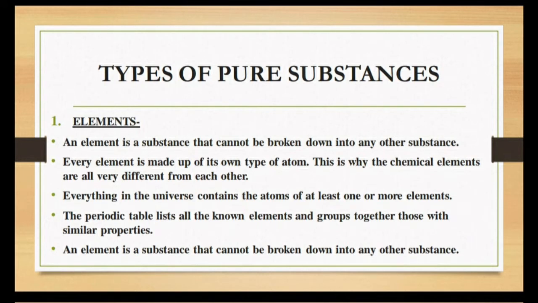This is why chemical elements are very different from each other. Every element is made up of a different type of atom, so they are chemically different from each other. Everything in the universe contains atoms of at least one or more elements. The periodic table lists all the known elements.